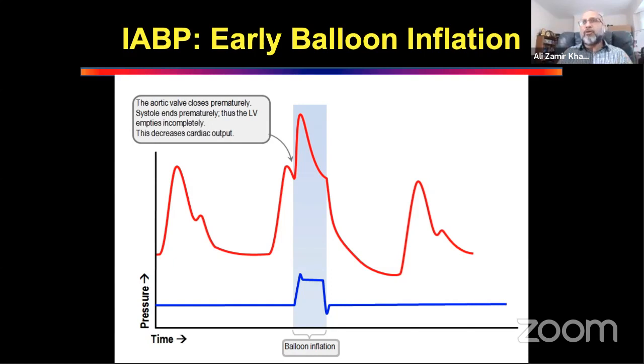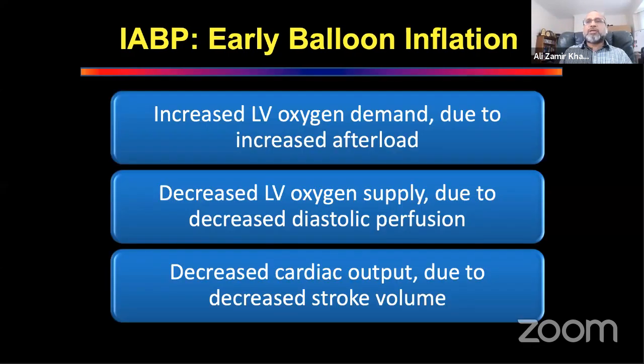If you inflate a balloon pump early in a failing myocardium, very rapidly the patient will go downhill. Because here you are trying to increase cardiac output, but early inflation will decrease the cardiac output by causing early closure of the aortic valve and early end of systole. So the next systole will suffer. The subsequent systoles will suffer. So it is very, very important to time the balloon pump correctly so that the heart does not struggle, okay? So there is increased left ventricular oxygen demand because the afterload has increased, okay? There is decreased LV oxygen supply because the diastolic perfusion has gone down. So the coronaries have not perfused well.